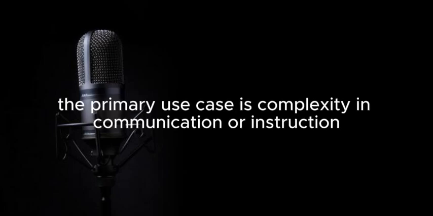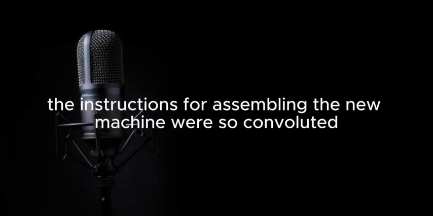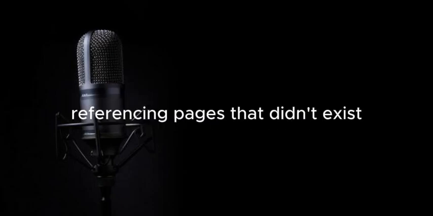Exactly. The primary use case is complexity in communication or instruction. The instructions for assembling the new machine were so convoluted, referencing pages that didn't exist, that I simply gave up. So they weren't just complex, they were hopelessly tangled and baffling. Right. And we frequently use this to critique writing or explanations that fail to achieve clarity. His explanation of the new tax code was convoluted and full of jargon, making it virtually impossible to follow. He used too many tangents or loops.